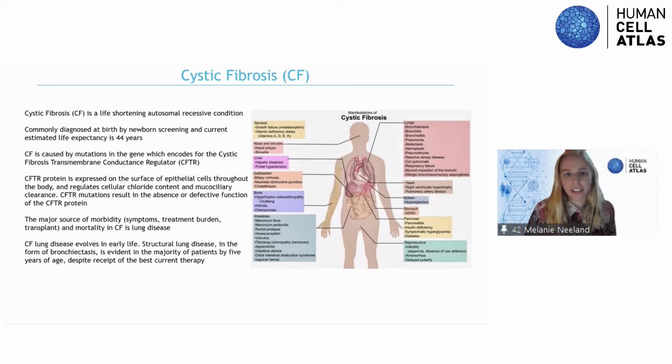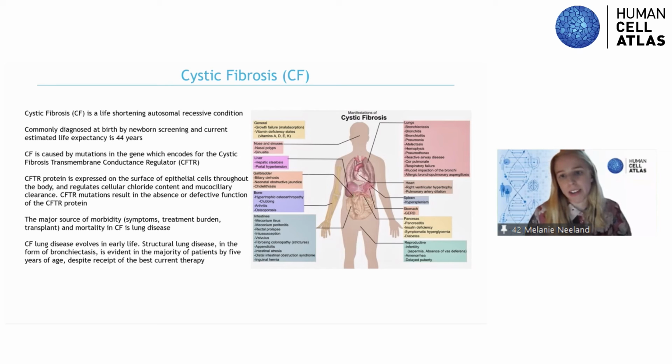So just a quick introduction to CF. It is a life-shortening autosomal recessive condition. It is commonly diagnosed at birth by newborn screening, and current estimated life expectancy is 44 years. It is caused by mutations in a gene which encodes for the CFTR protein, and this CFTR protein is expressed on the surface of epithelial cells throughout the body, and it regulates cellular chloride content and mucociliary clearance. And CFTR mutations result in the absence or defective function of the CFTR protein. And this then results in a multi-system disease.